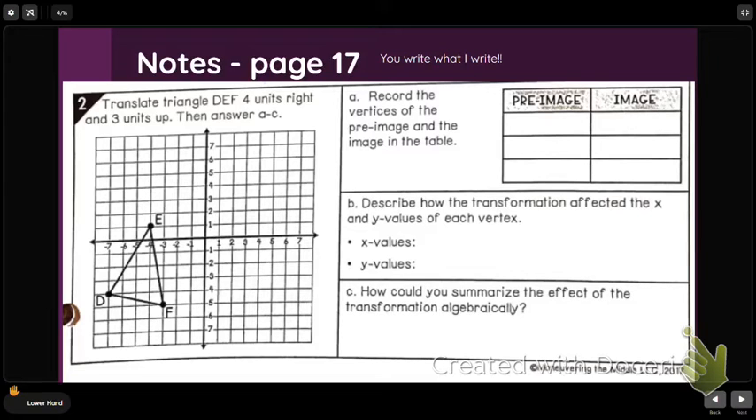Let's do the same thing again for number 2. So first let's draw or fill in our original coordinates. So if we start with D, that was at -7, -4. E is at -4, 1. And F is at -3, -5.